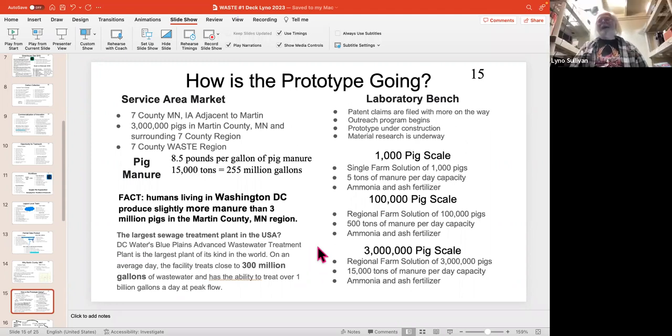The prototype is a fundamental question. It's on a laboratory bench now. There are some patent claims for it. I redid the math at 1,000 pigs, 100,000 and 3 million, just for a person to put into their mind. It's 5 tons per day for 1,000 pigs. My original model used 1,200 pigs. It was 6 tons a day, and I like the math being 5 instead of 6. So that's why I dropped it.